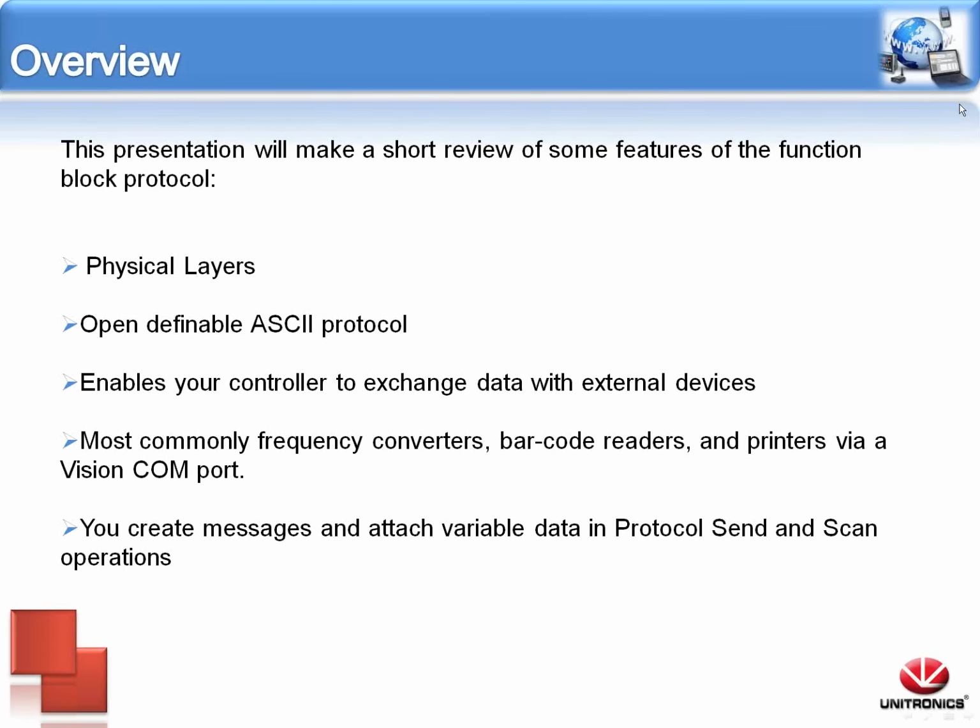Some of the more common devices are frequency converters, barcode readers, printers. There's a lot of different devices that you can actually use. So essentially, as long as it talks strings, we'll be able to go ahead and communicate with that device, sending the strings back and forth. So the function block protocol allows you to send and receive these ASCII string messages.